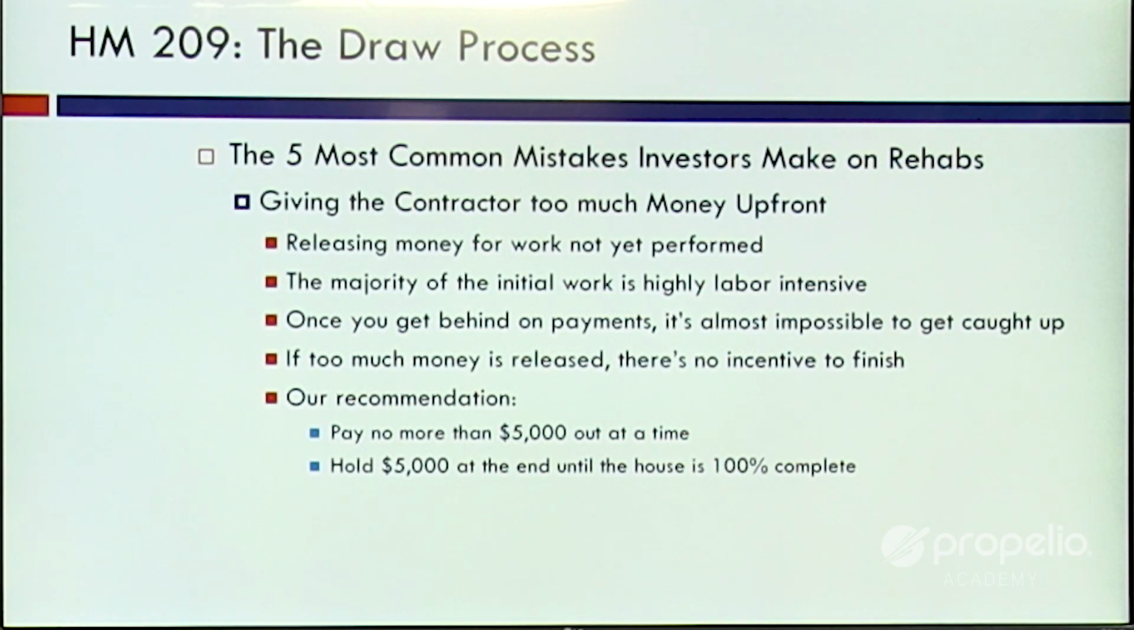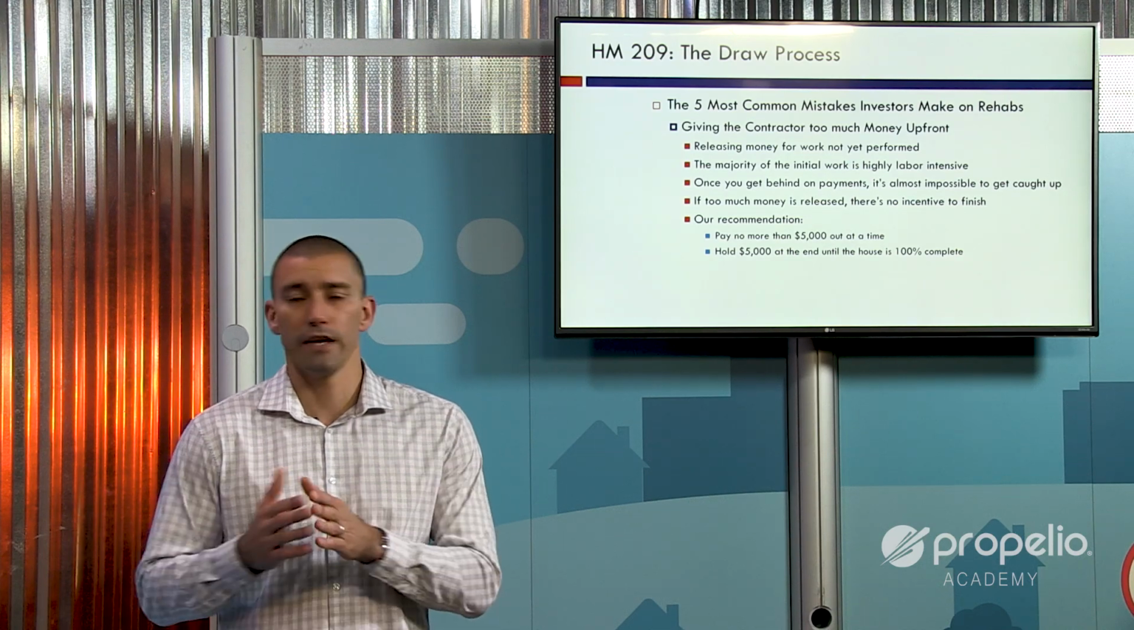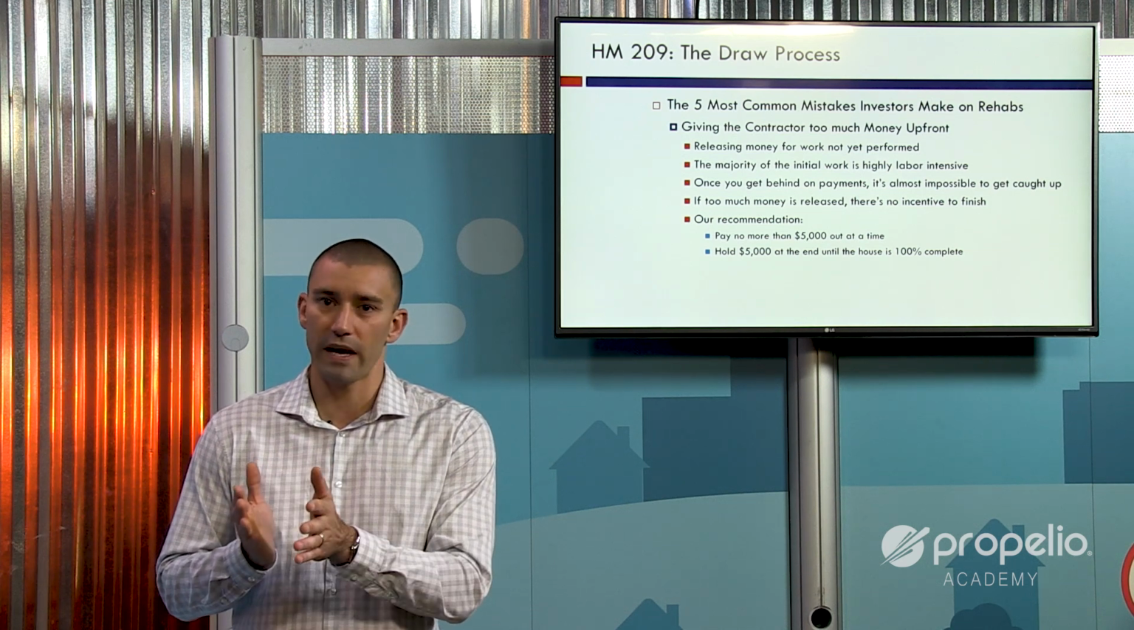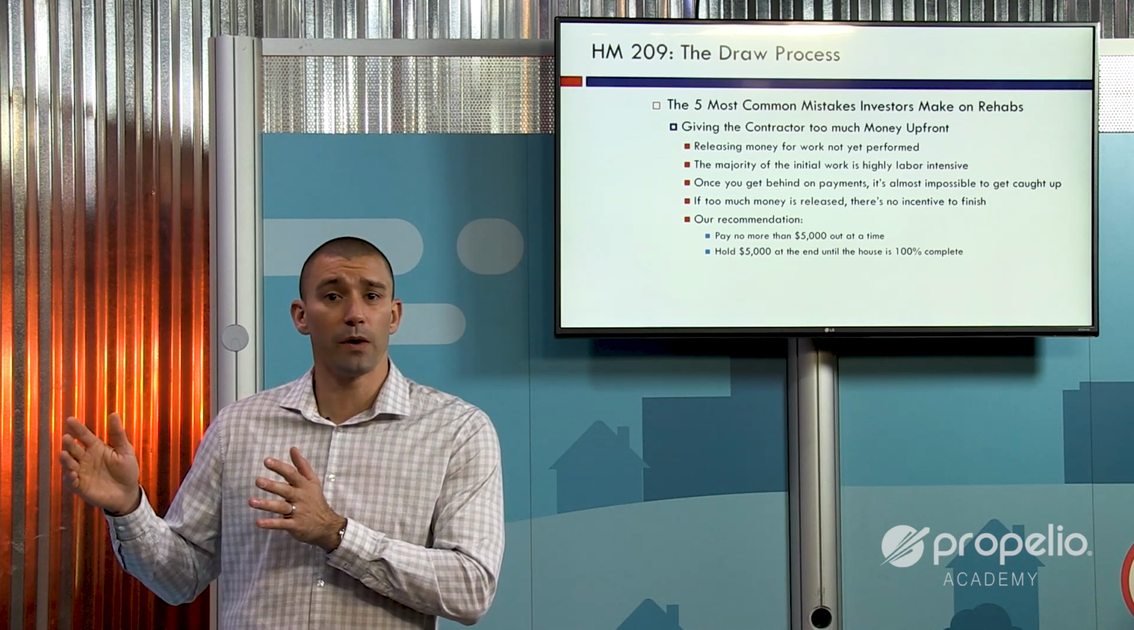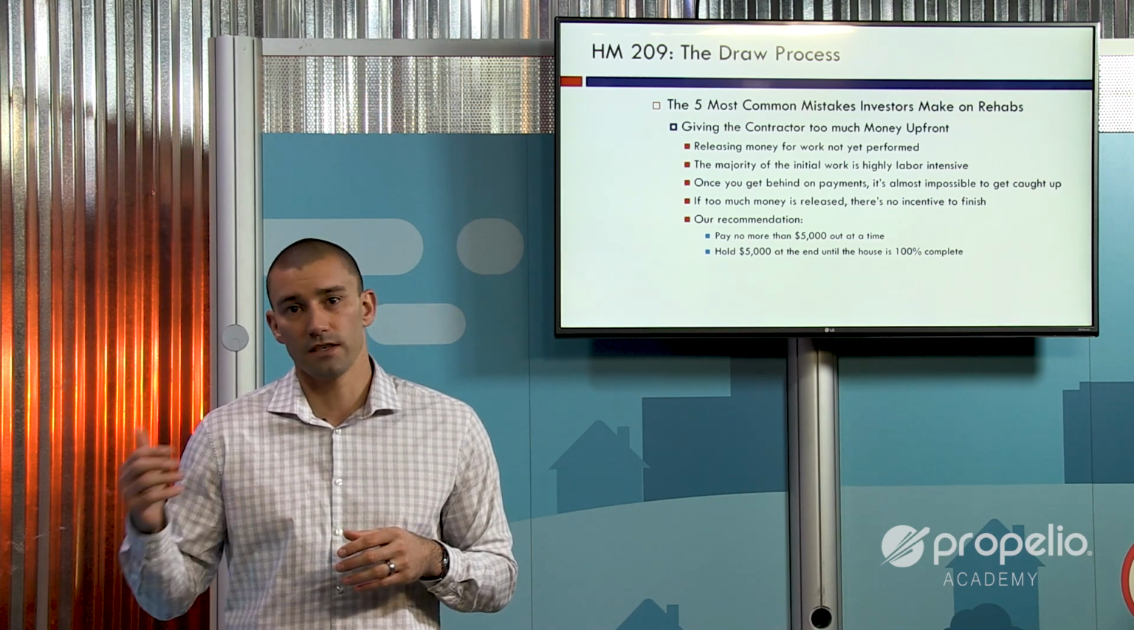Also, I'd hold $5,000 at the end. That'd be the very end of the project after you've done the punch list, because you want to give them incentive to come back and finish the project. If you're holding a few $100s or $1,000 and there's a very big punch list, they don't have a lot of incentive to actually come back and do the work other than reputation in the marketplace.